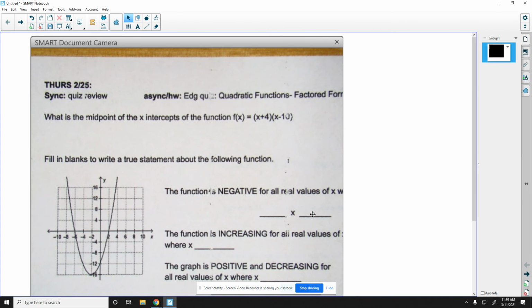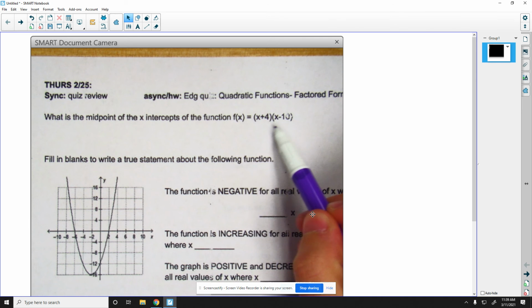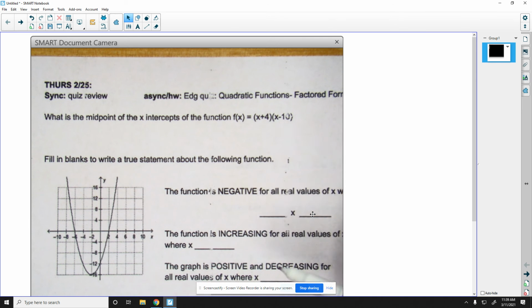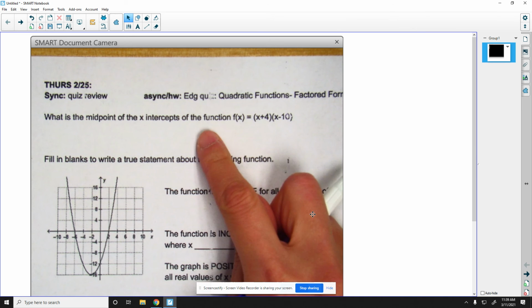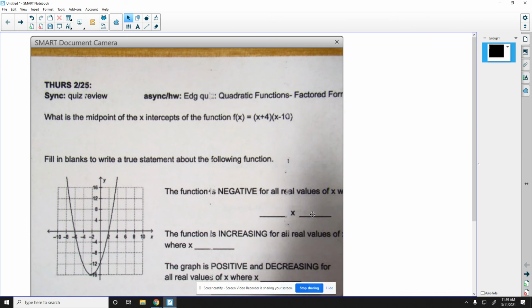What's the midpoint of the x-intercepts of the function when f of x equals (x minus 4)(x minus 10)? Does anyone have any idea how to find the midpoint of the x-intercepts? Hudson, what do I do? You do the subtraction, the x's, and then you get x equals -4 and x equals 10. And then you add them together and divide by 2.